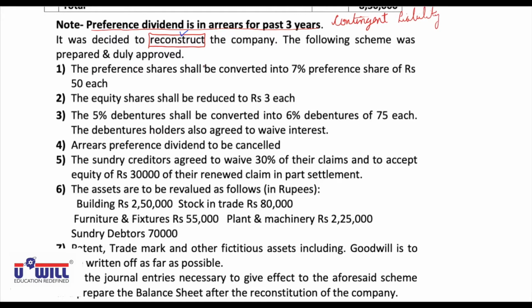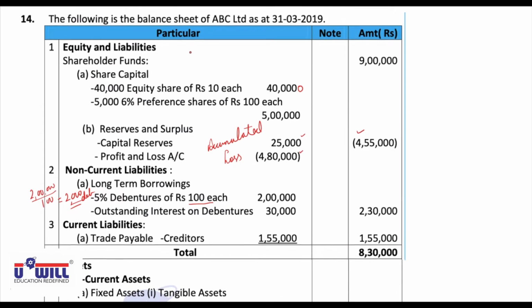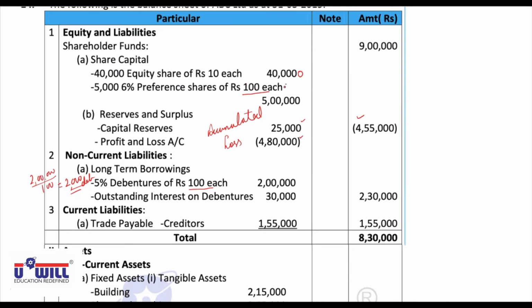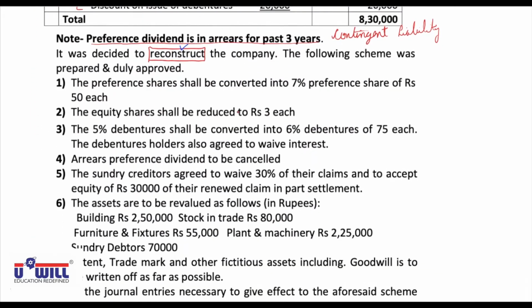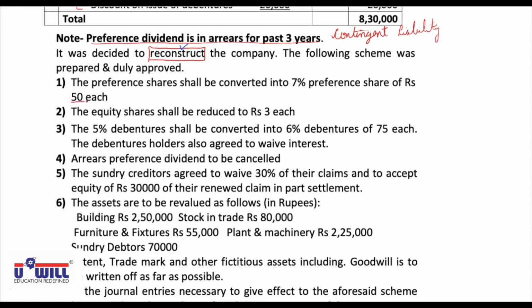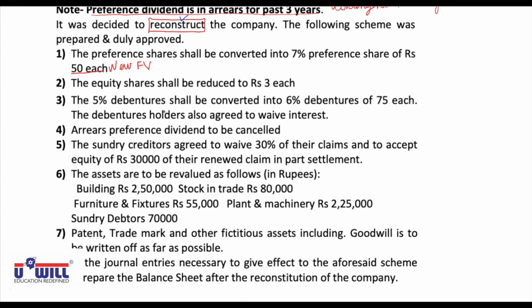The preference shares shall be converted into 7% preference shares of rupees 50 each. So here in preference shares, this 100 is the old face value and they are converted into 50 each, which means 50 is the new face value. So this is a situation of capital reduction where the shareholders sacrifice by changing the face value. From 100 they are reduced to 50. The 50 rupees they sacrifice will be transferred to capital reduction.